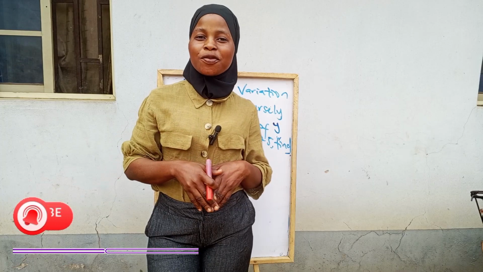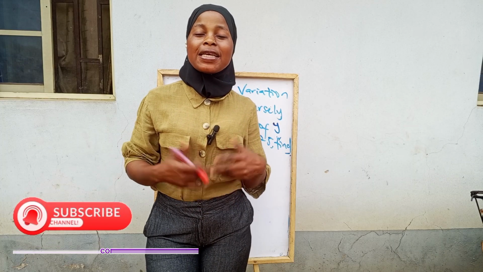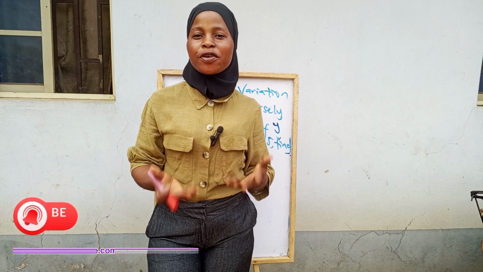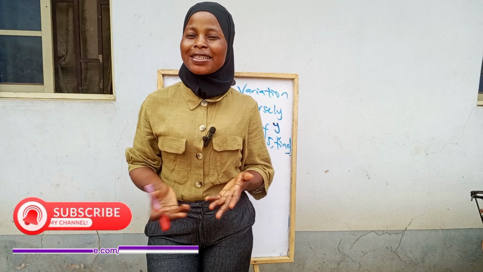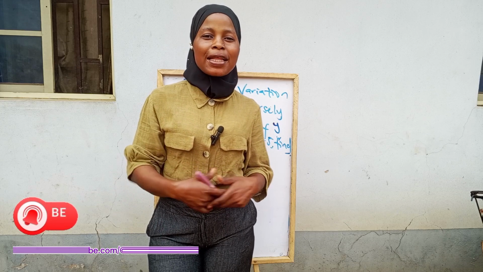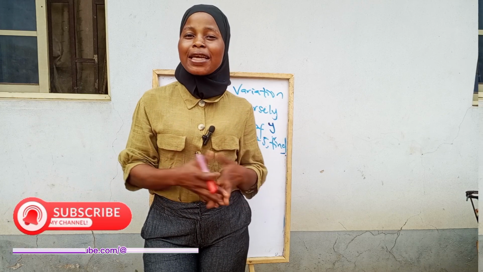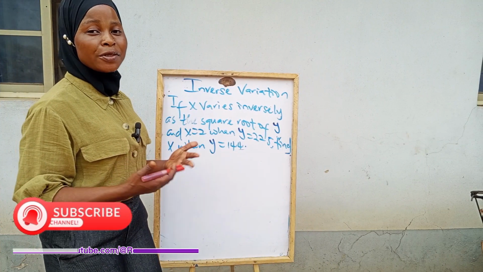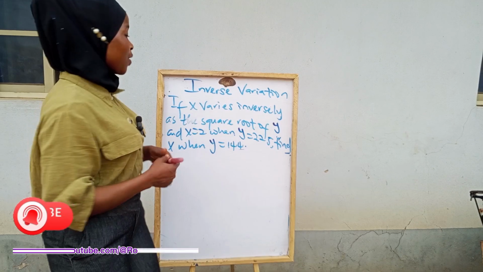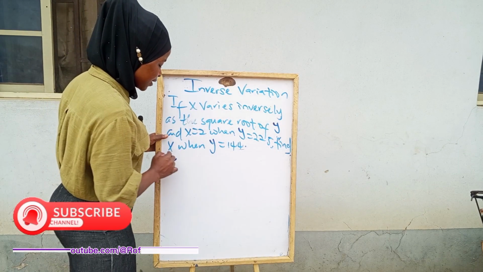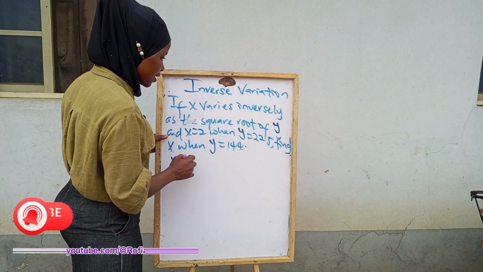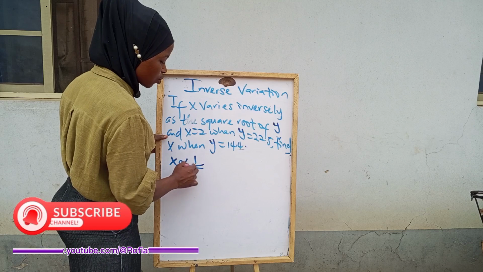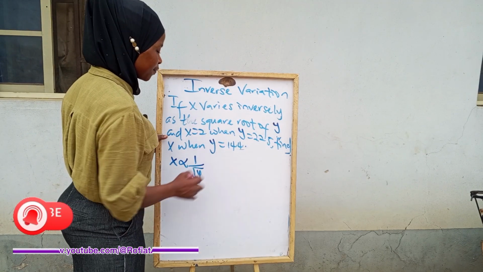What is inverse variation? Inverse variation is a relationship between two variables where one increases as the other decreases. Now let's solve this question and see how it works. The first thing that we are going to do here is to show the symbolic representation of this question. We have x varies inversely as the square root of y.